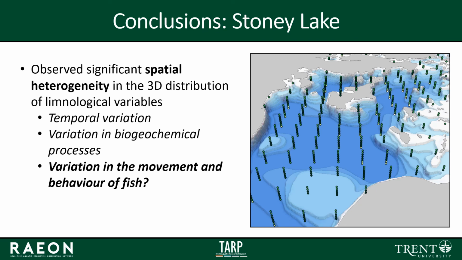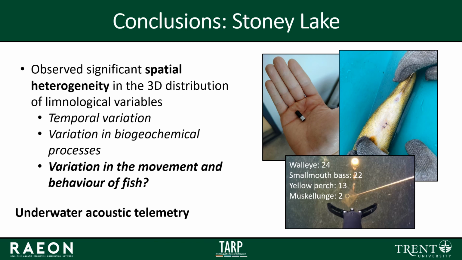So in conclusion, we observed significant spatial heterogeneity in the 3D distribution of limnological variables in Stoney Lake. And this raises some further questions related to temporal variation, variation in the biogeochemical processes that control these limnological variables, and variation in the movement and behavior of fish. This last question is going to be addressed in the next phase of this project.